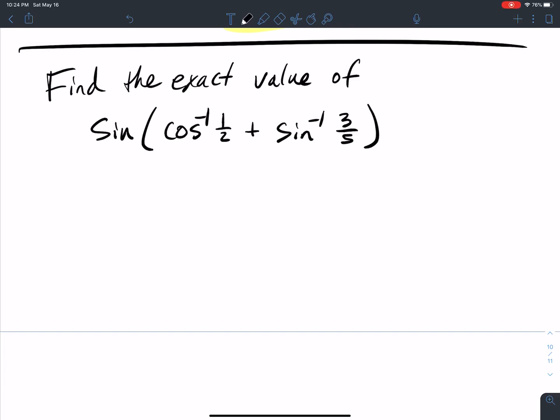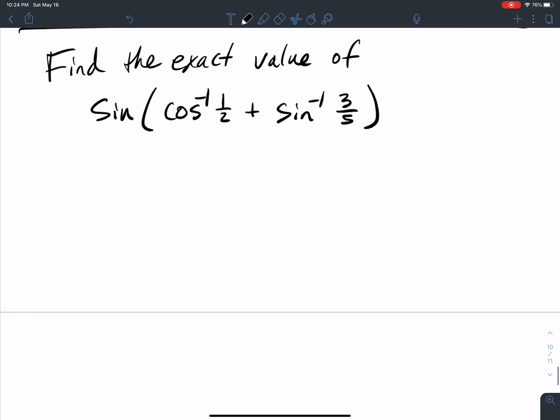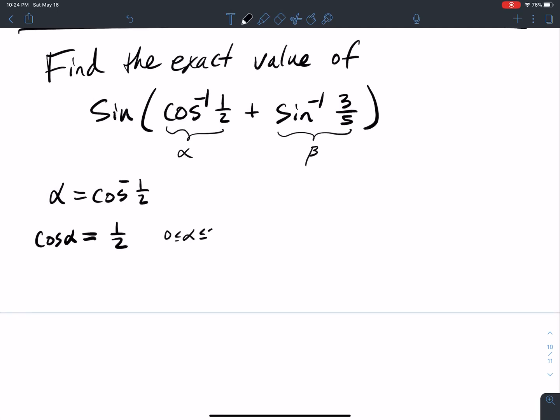So I'm going to find the exact value of the sine of arc cosine 1/2 plus arc sine of 3/5. Okay? So I'm going to recall that these two things right here are angles. I'm going to call that alpha and this beta. So alpha equals the cosine inverse of 1/2. Then that means the cosine of alpha is equal to 1/2 as long as alpha is between 0 and pi. And beta is equal to the sine inverse of 3/5, means that the sine of beta is equal to 3/5 for beta between negative pi over 2 and pi over 2.